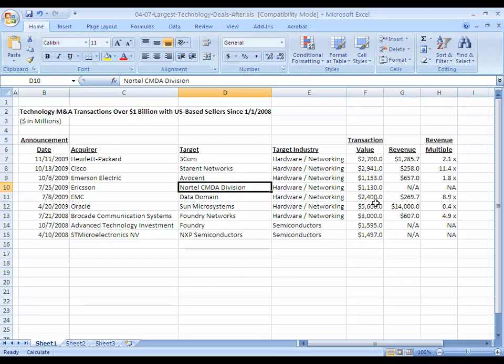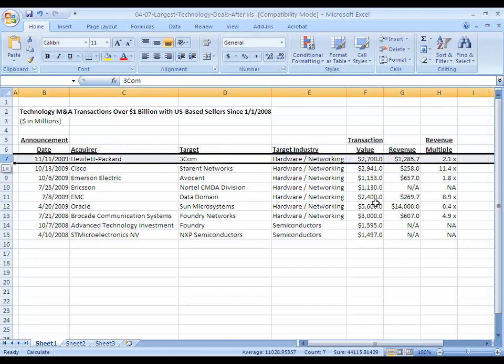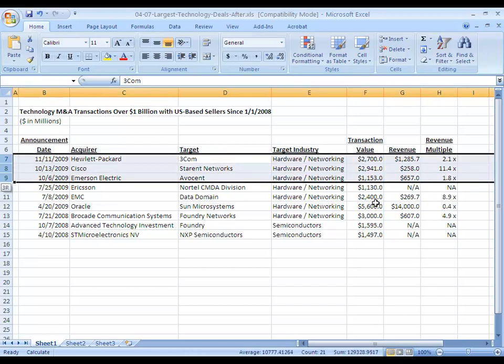So the first three here are all fine. 3Com, Starent Networks, Avocent. These are all companies related to hardware, mobile devices, networking. So a pretty good fit for what Apple does overall. So we're going to leave those in.